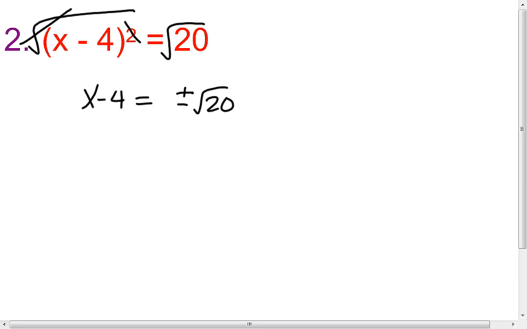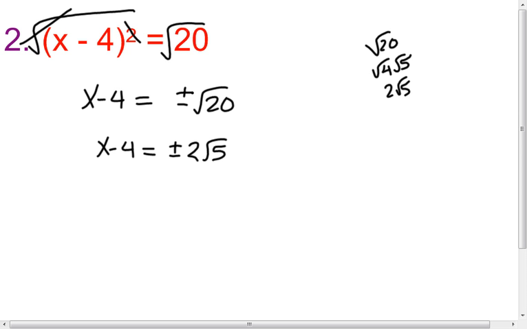Super common mistake, the square root of 20. Now, the square root of 20 is not a whole number, and if it's not a whole number, you need to see if you can break it down. Sometimes you can't, but the square root of 20 can be broken down into 4 and 5, which of course we know is 2 root 5. So this becomes x minus 4 equals positive or negative 2 root 5. And then I add 4 to both sides, so I will get 4 plus or minus 2 root 5.